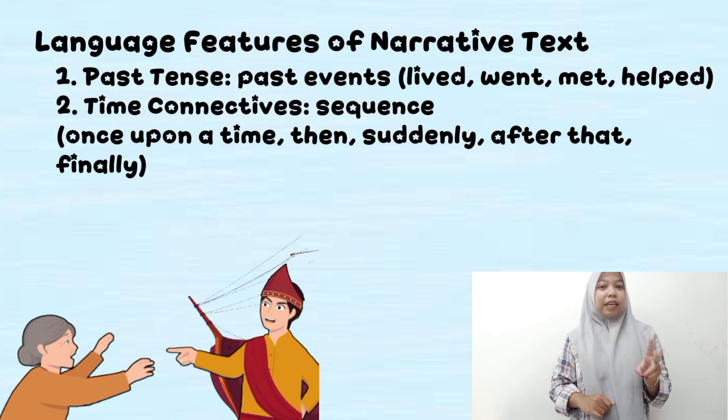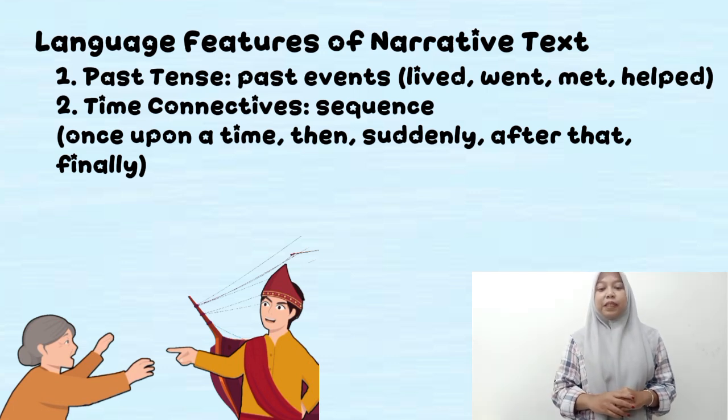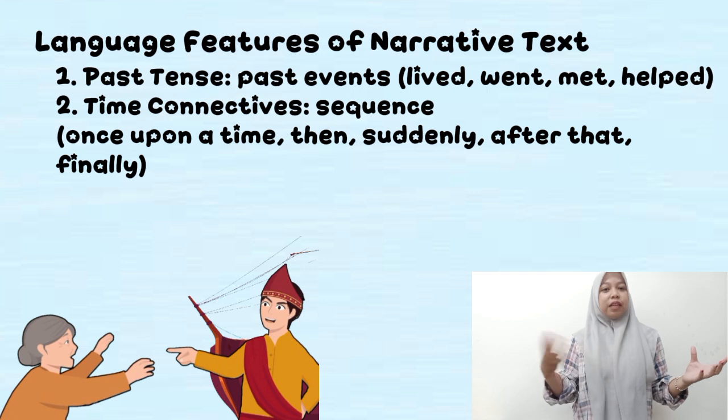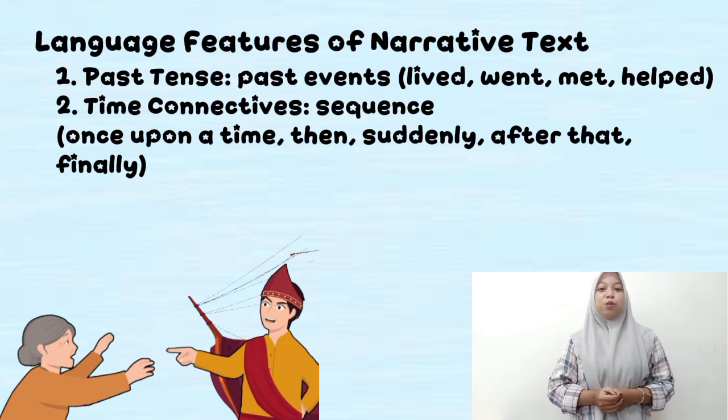The second, it uses time connectives to show the sequence of events. For example, once upon a time, then, after that, suddenly, and finally. These words help the story flow from the beginning until the end.